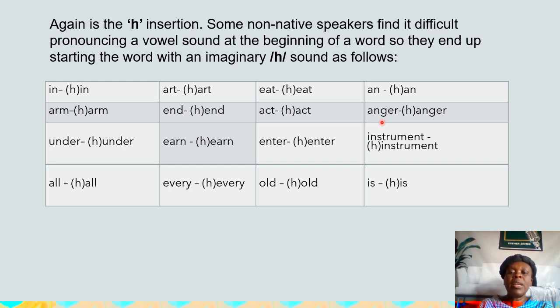Now the next one is arm, A-R-M. People, they will say ham. What I'm saying now is peculiar to some languages. It's peculiar to a group of language people. Okay, so the next one is end. End, instead of end, they say hen.